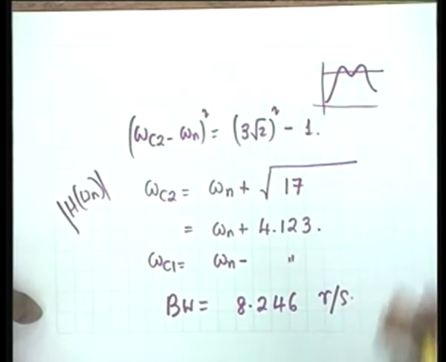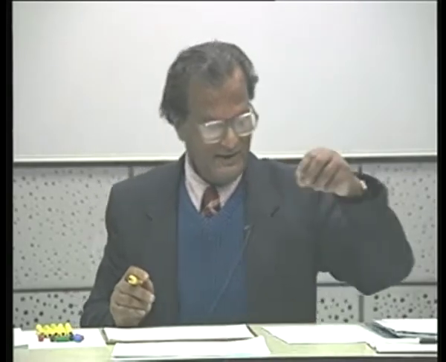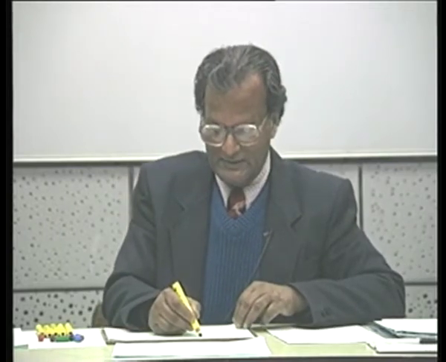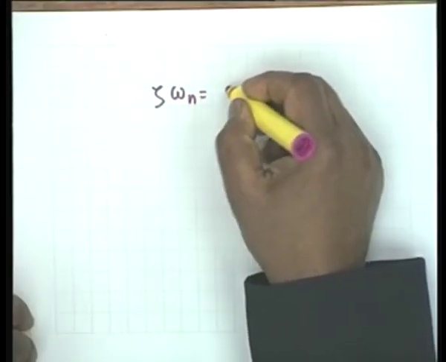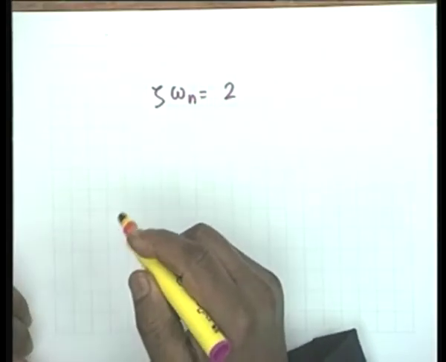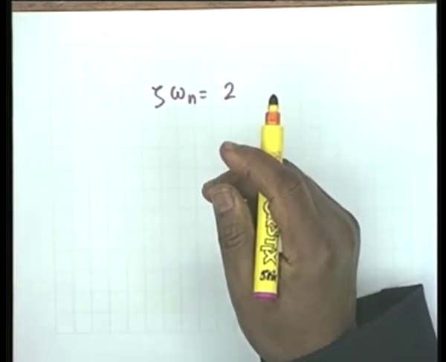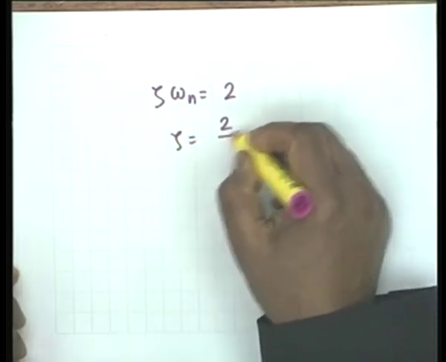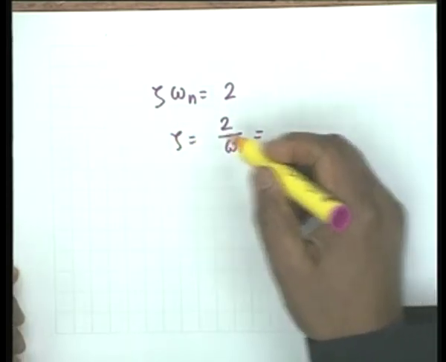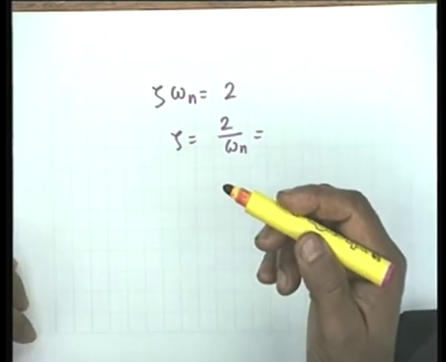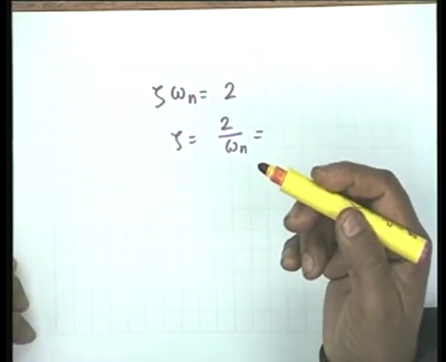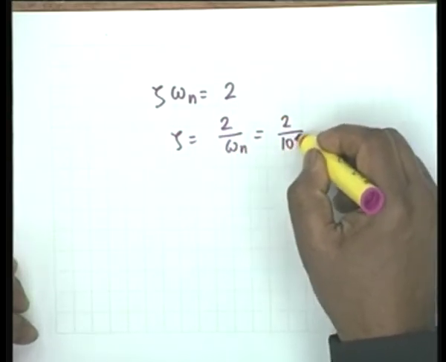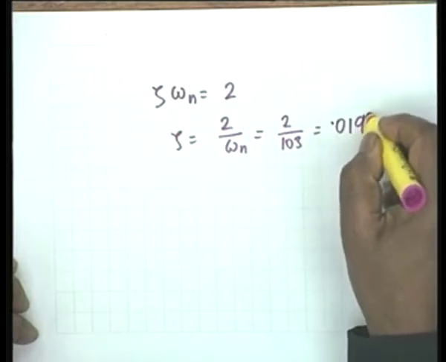Okay, good question. The other things that you have to find out are, well, we can find out zeta omega n is equal to 2. It's given. Zeta omega n is the distance of the pole from the vertical axis, from the j omega axis. Zeta omega n is 2, therefore zeta is equal to 2 by omega n. We need the value of zeta to be able to find out the value of the constant A. Okay. So 2 by omega n is 2 by 103 and this is 0.0194.